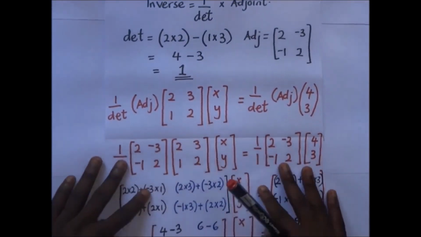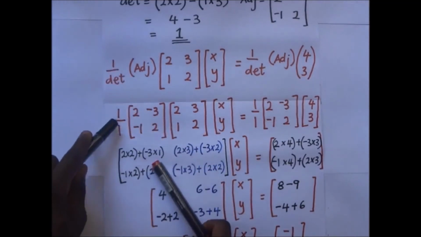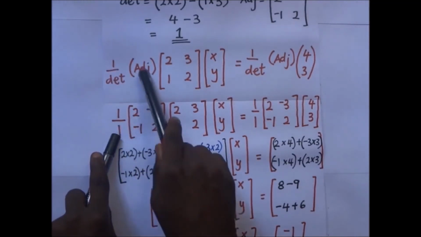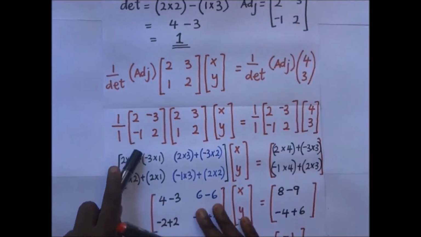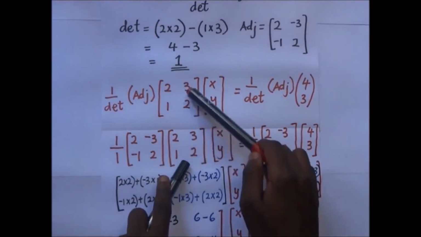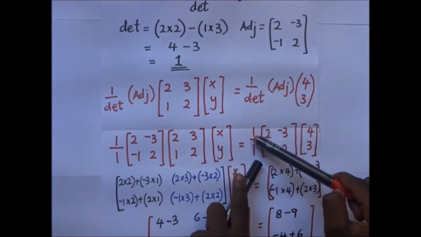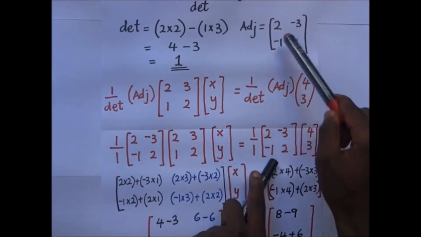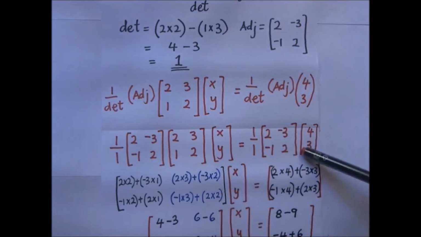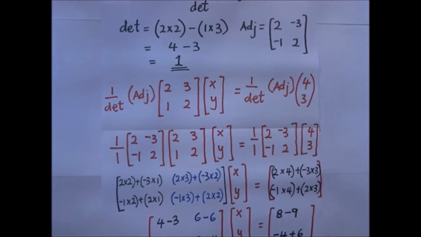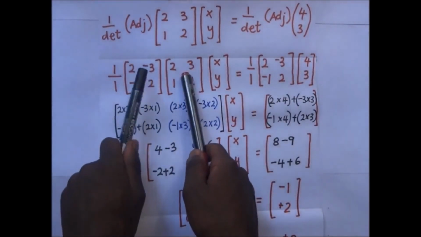So it's the substitution going on in the next step. 1 over the determinant is 1 over 1, since 1 is the determinant, times the adjoint, which we already got here, times this, is equal to 1 over 1 times our adjoint, which we already got as 2, -3, -1, 2, times 4, 3. Then the rest is math. So we multiply this by that.